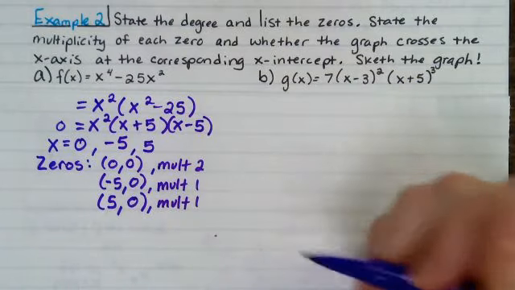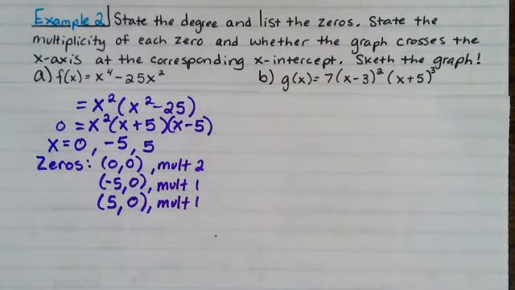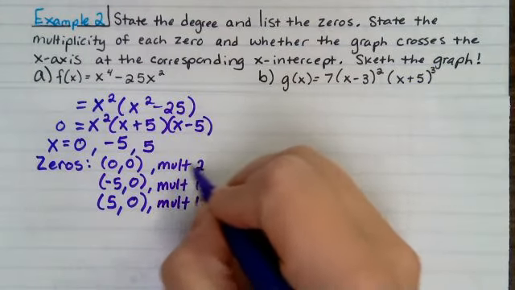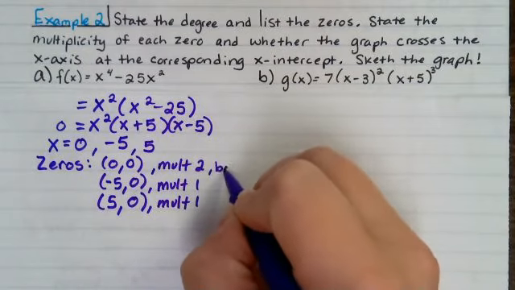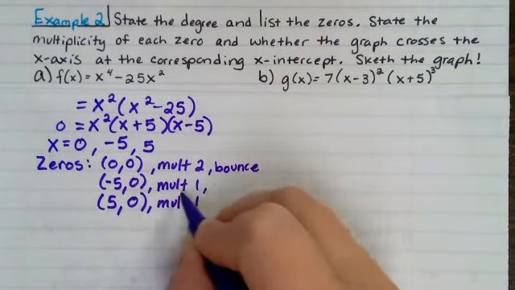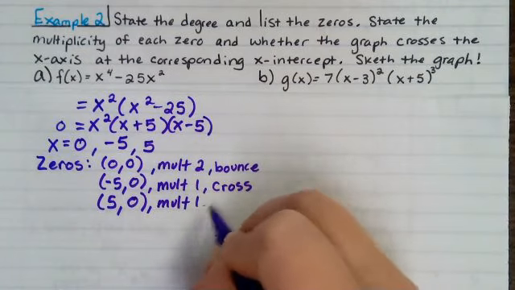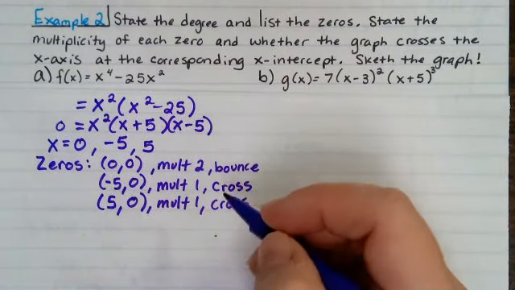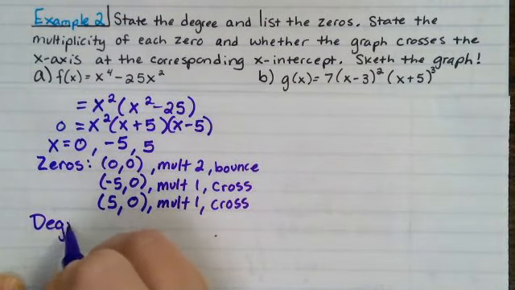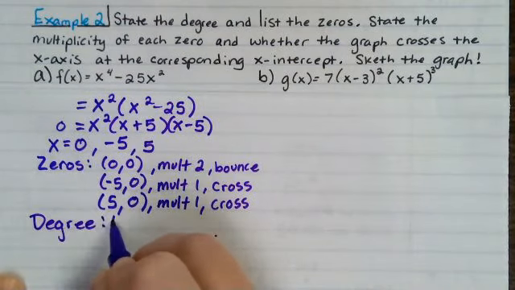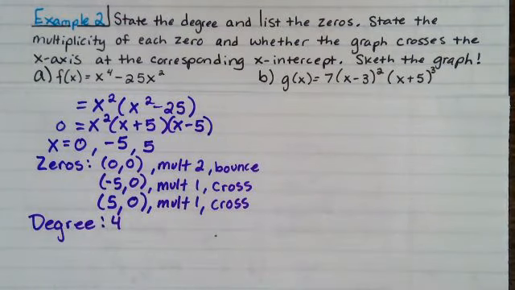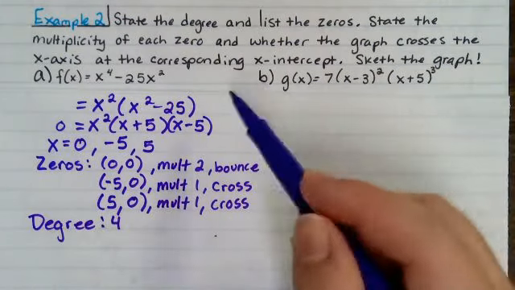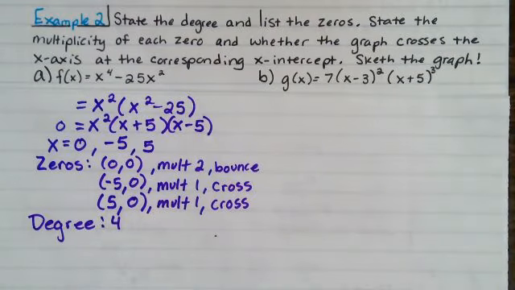I know whether it bounces or not, or crosses, based off of if that multiplicity is odd or even. So because this one is even, I know that it's going to bounce. Because this is odd, I know it's going to cross. Okay? So when it goes to sketching, what else did they want? I missed one. Oh, they wanted us to state the degree. The degree on this one, the highest degree was a 4. So I missed writing that one down, but that's what that was. Okay, the degree, the zeros, state the multiplicity, and whether it crosses. Okay, so I've done all that.